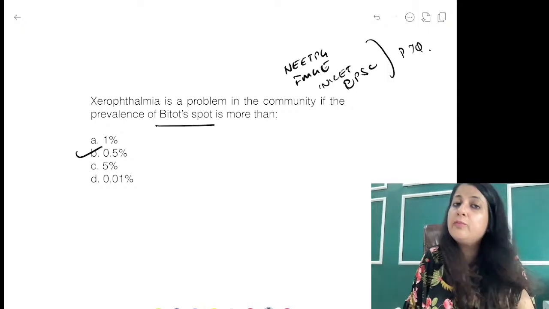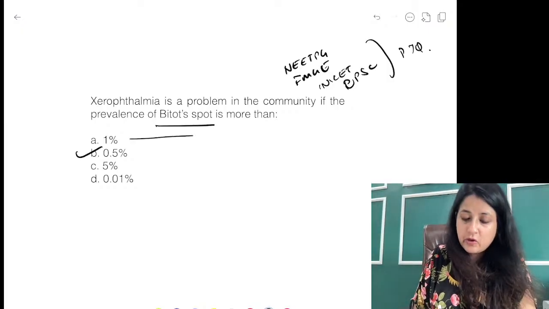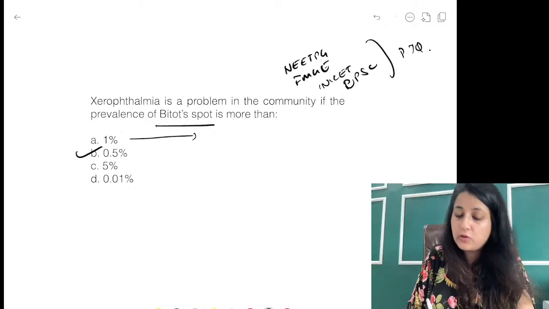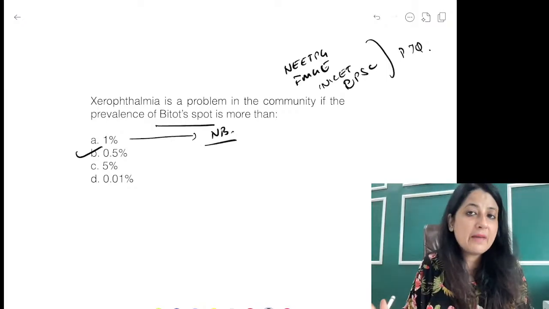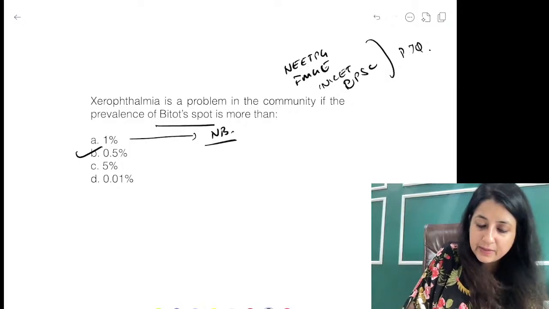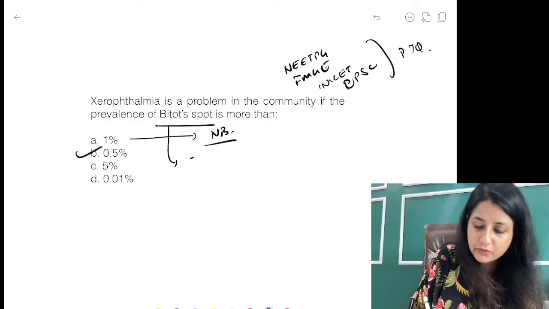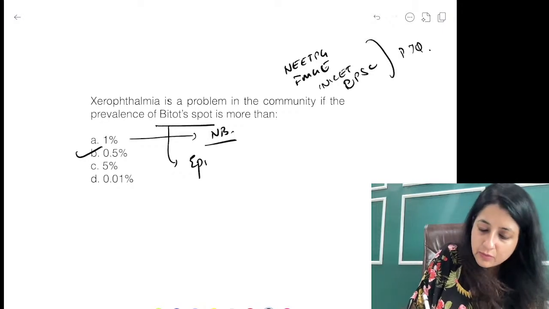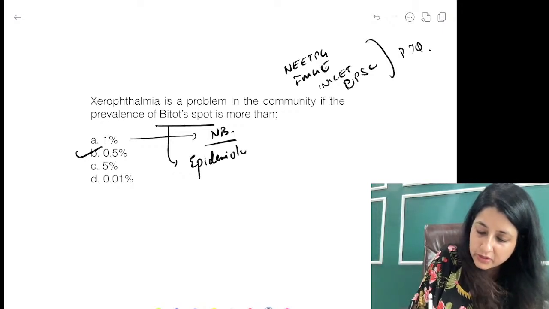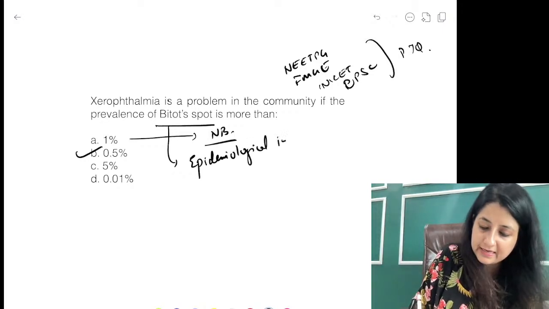Bitot spot, very good, 0.5%. What about 0.1% if the prevalence is more than 1%? This is for night blindness. ठीक है, the epidemiological indicator that we consider is Bitot spot. Okay, we can consider night blindness also, but more importantly, we take Bitot spot as the epidemiological indicator.